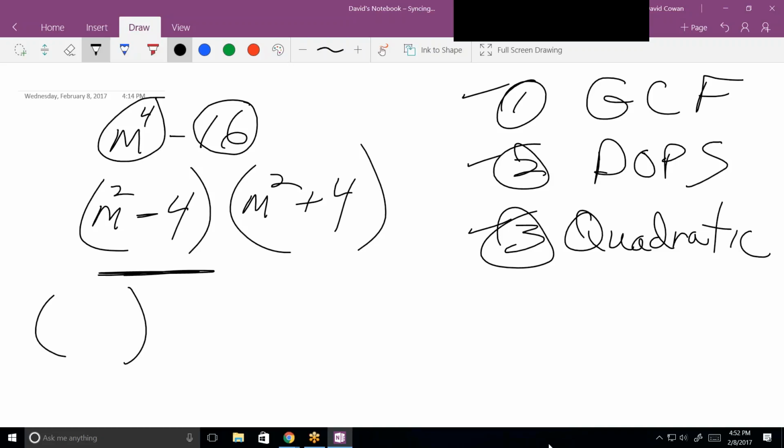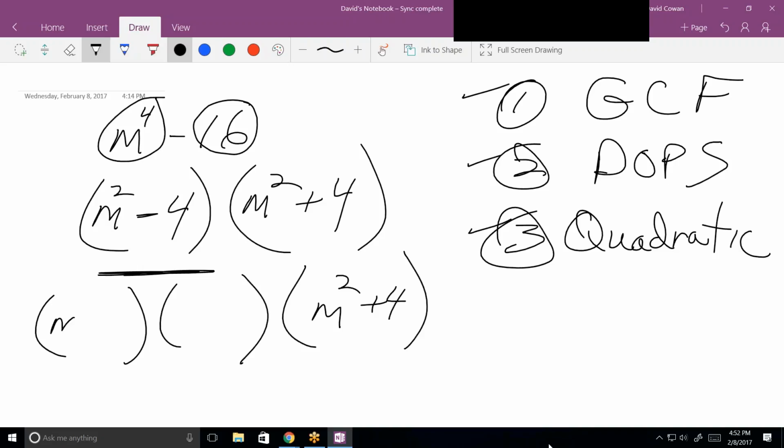Notice that that's also still the difference of perfect squares. Okay. So what's M squared minus 4 factor into? M plus 2. Start with the negative. And there's a reason why I say that.